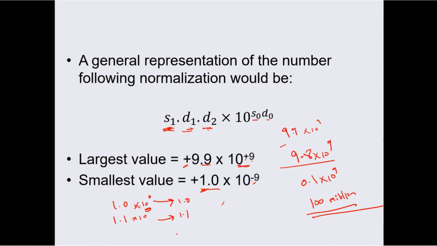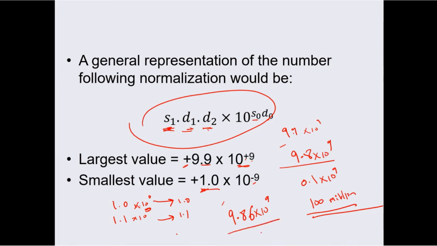What do you mean by a hole size of 100 million? It means, for example, let's say the bank in which you are putting your money works on this system and has this computer for storing the values. Then if you go and deposit 9.86 into 10 power 9, which is 9.86 billion, the computer cannot store it. What it will store is 9.8 into 10 power 9.